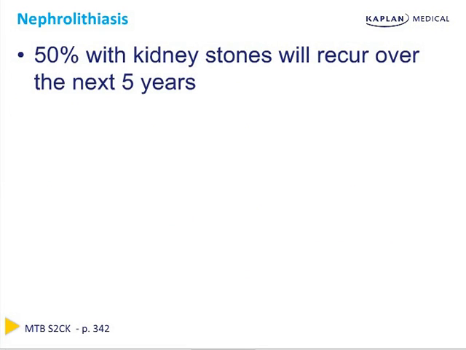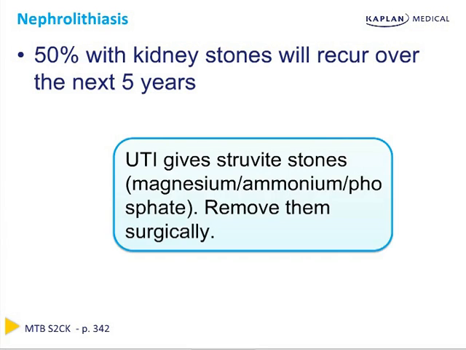On the whole, approximately 50% of patients who have kidney stones will suffer a recurrence within the next 5 years. As we talked about before, not all kidney stones are created equal, and certain kidney stones are going to arise in certain situations. The most common example of that is the struvite stone. Struvite stones are comprised of magnesium, ammonium, and phosphate, and those are typically found in the setting of a UTI with a urease-positive bacteria. These are typically very large. They can be staghorn calculi, and they must be removed surgically.